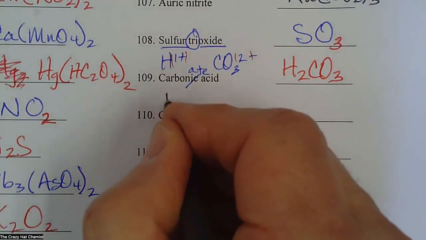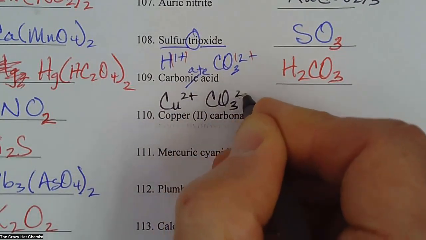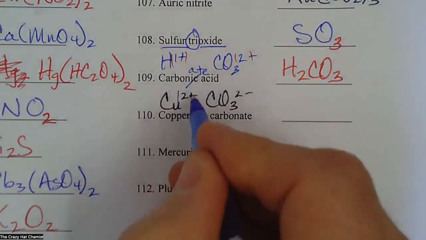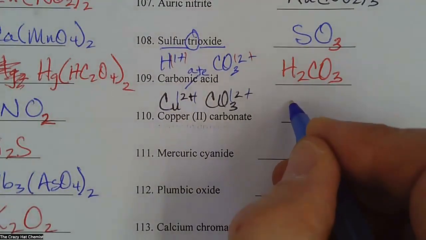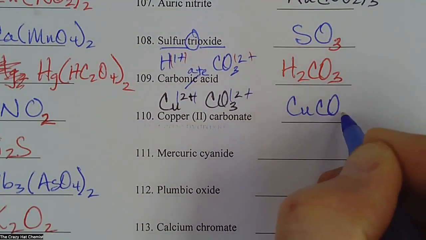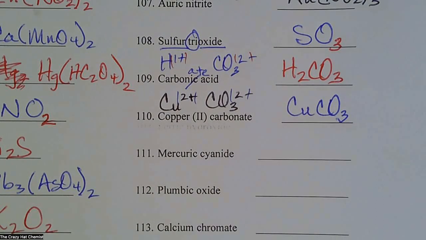Copper 2 carbonate, Cu2 plus carbonate, CO3 2 minus. I'm going to take the absolute value of these two numbers. And this one, you're going to have a Cu2(CO3)2, and then reduce that to CuCO3. Okay, hopefully that works out well for you. I didn't write that down, but I'm hoping that you can follow along with that since we've been moving pretty far along.